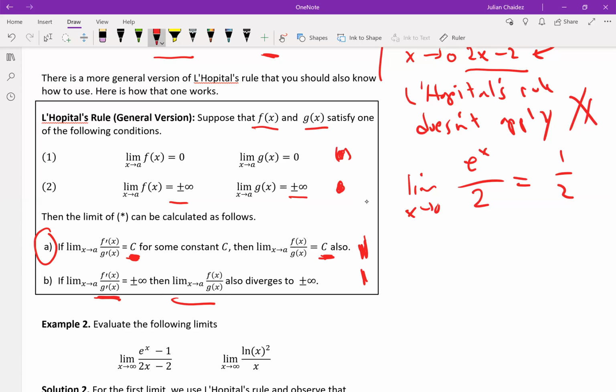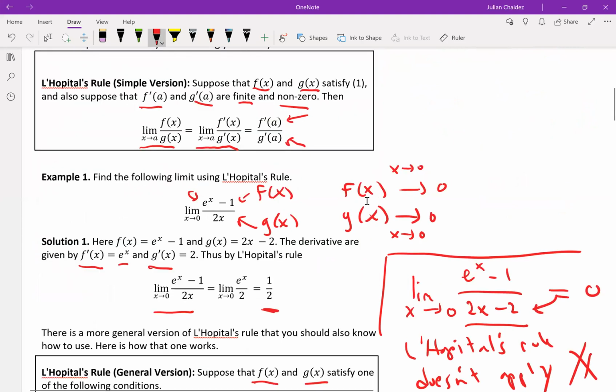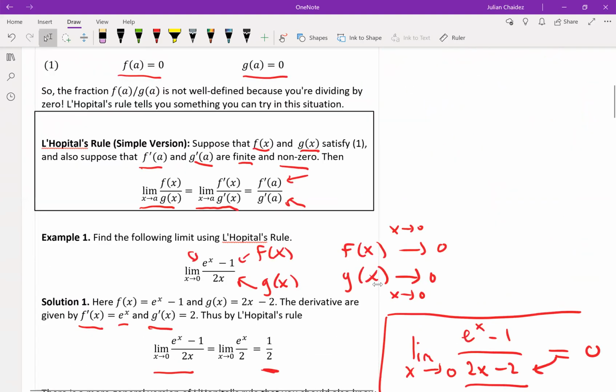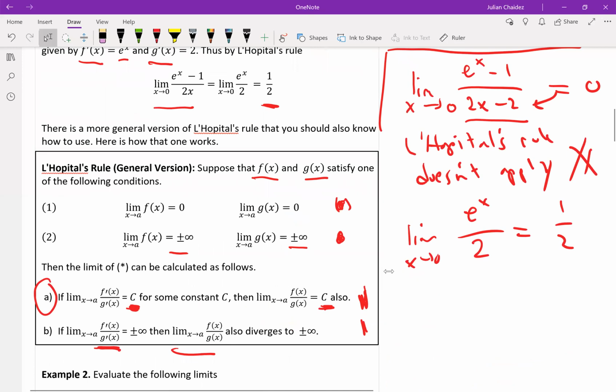So this is a much more general version, but for most purposes, you'll basically be asked to use the regular version of L'Hopital's rule. But the more general version will show up sometimes in questions, so it's good to know both of them. I think it's good to try to wrap your head around the simple one first, and then to think about what the general one is saying.